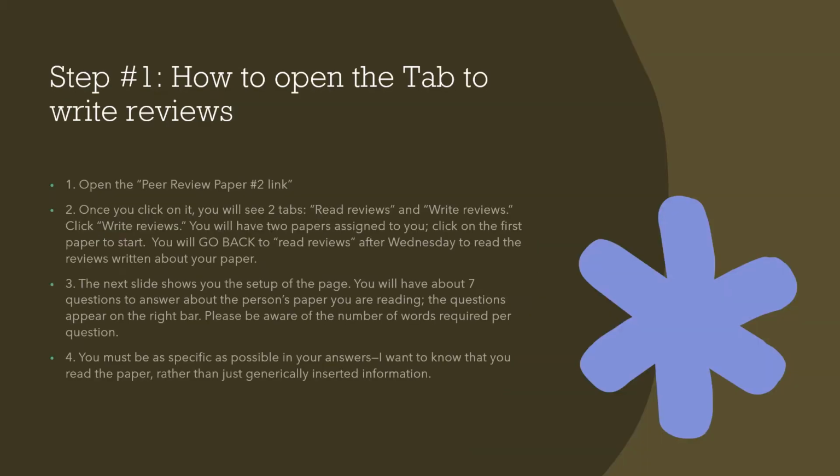Okay, the first step is to open the peer review paper number 2 link. And if you're watching this, you know that it's in the week 9 folder, which is this week. Once you click on the link, you'll see two tabs. One is called Read Reviews and one is called Write Reviews. Click the Write Reviews tab. You will have two papers automatically assigned to you, and click on the first paper to start.